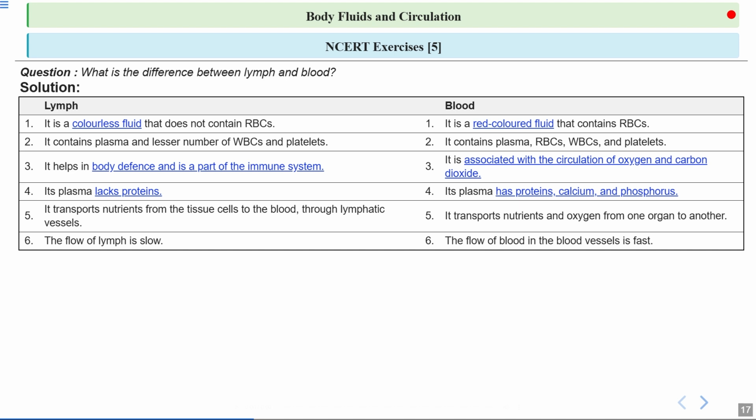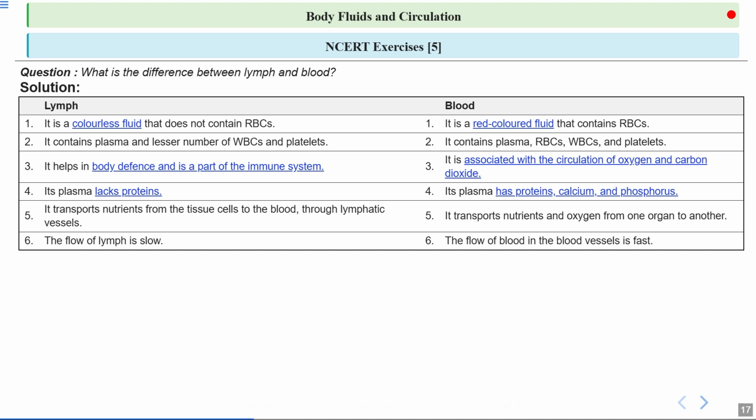Now let's talk about lymph. It helps in body defense and is a part of the immune system. Blood is associated with the circulation of oxygen as well as carbon dioxide. Lymph, its plasma lacks proteins. Now let's talk about the blood. Its plasma has proteins, calcium, and phosphorus as well.